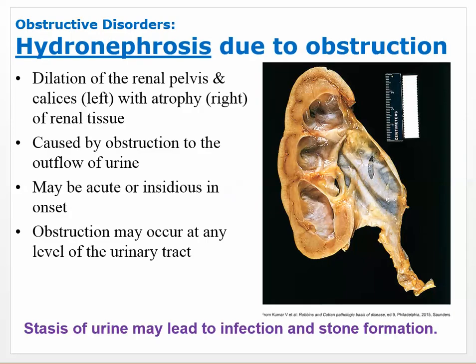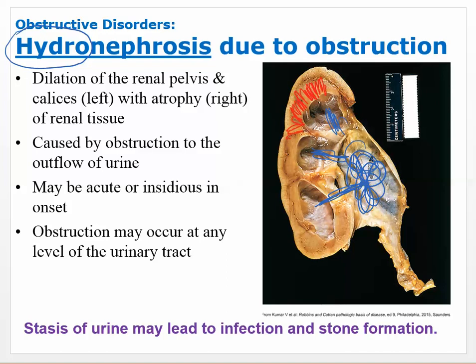Okay, so we mentioned this before, but hydronephrosis. Hydro always refers to water, at least usually. Sure, there are exceptions, but hydronephrosis is when water collects in the kidney, and really we're talking about urine. It's dilation of the renal pelvis, which is this area here. This is the pelvis, and the calyces, which are feeding into the pelvis. So it's dilation of the renal pelvis and the calyces, and atrophy of the actual area where the nephrons are.